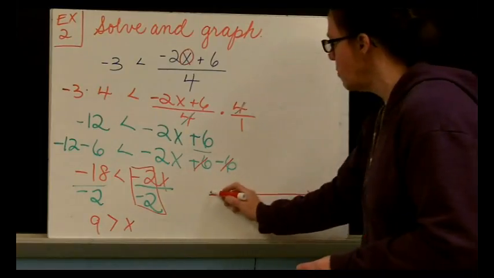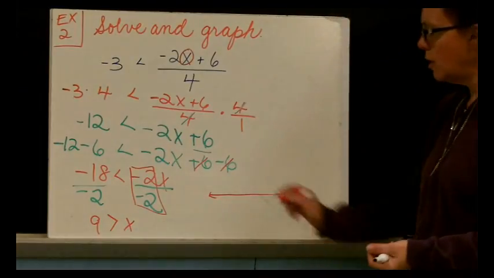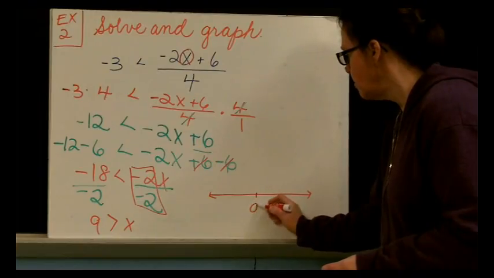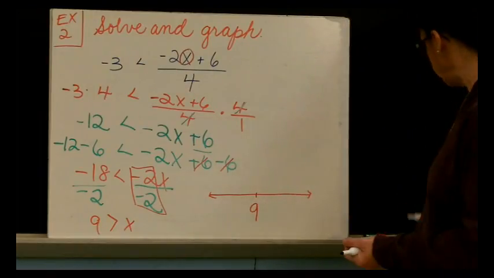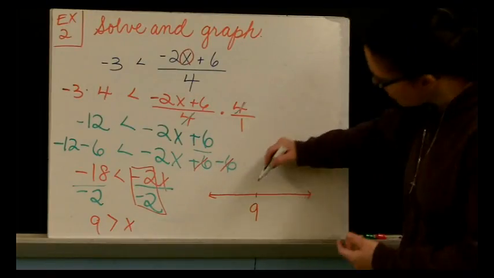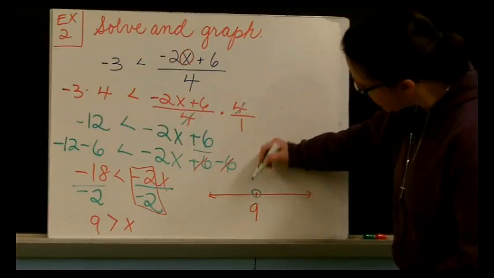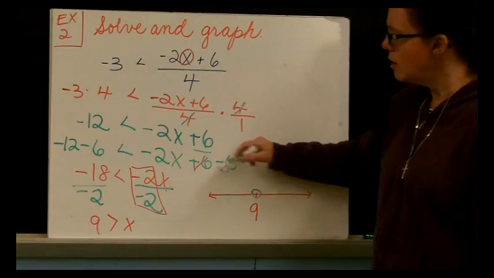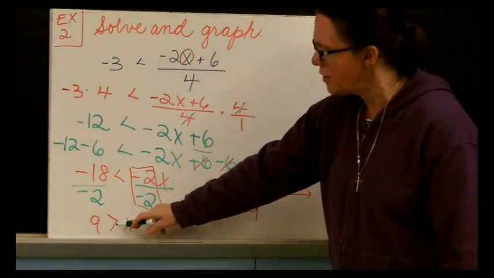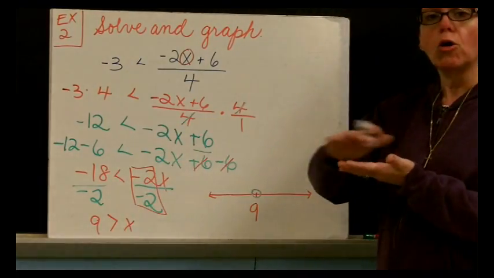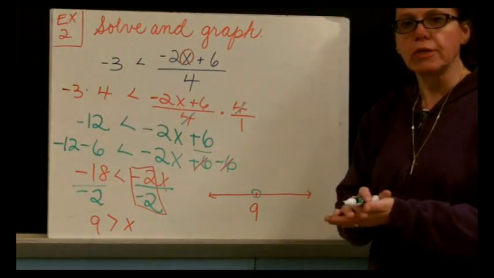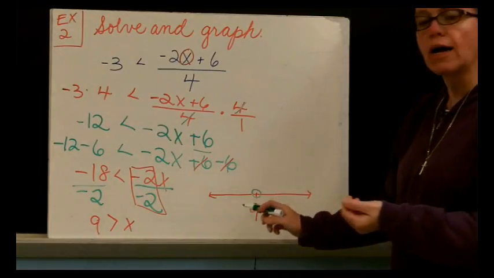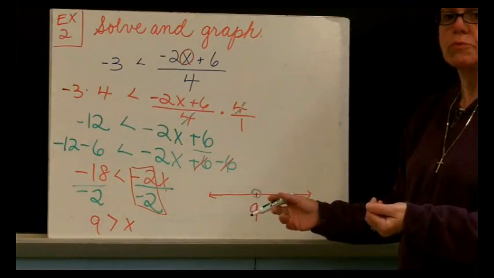So we start off by making our number line, and we have a positive 9. Now, we are going to keep an open circle over our positive 9, because if you see, the inequality symbol does not have the or equal to bar underneath it. That means the 9 is not part of the solution.